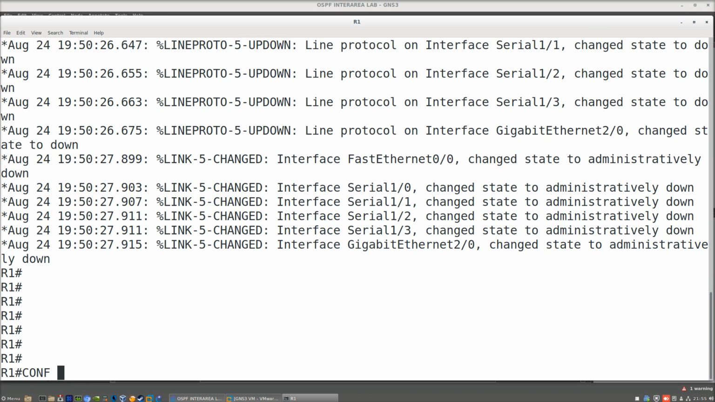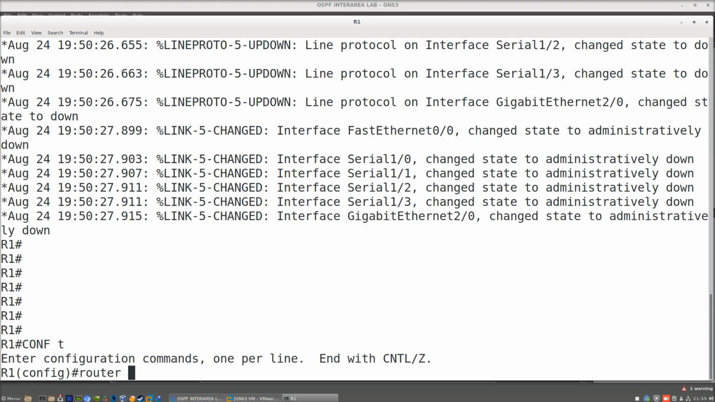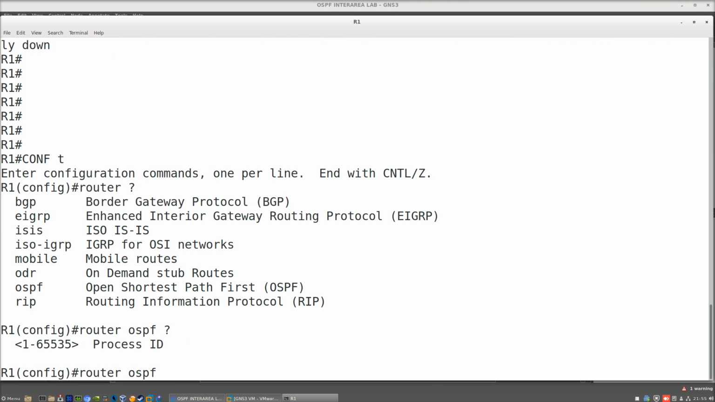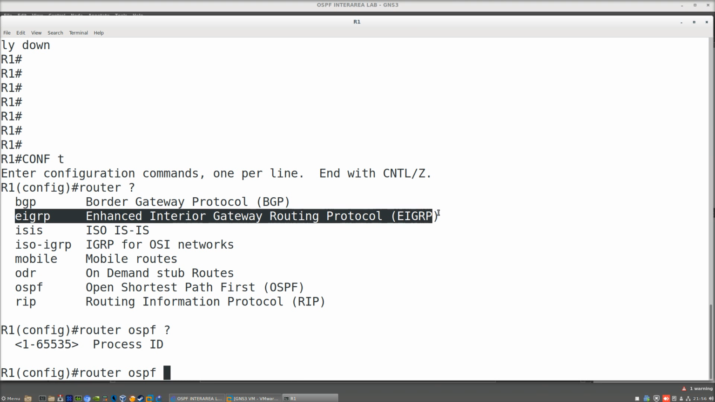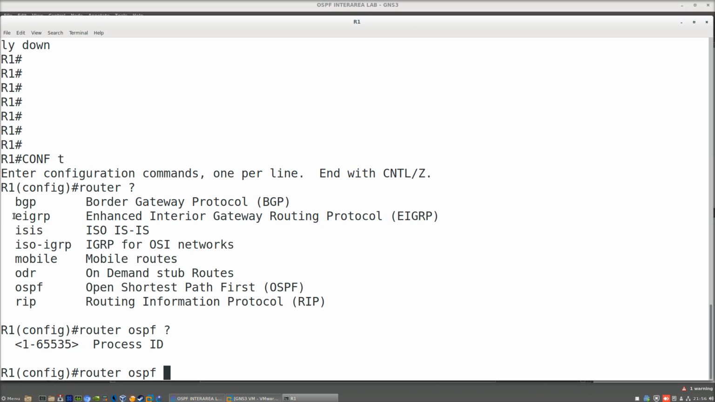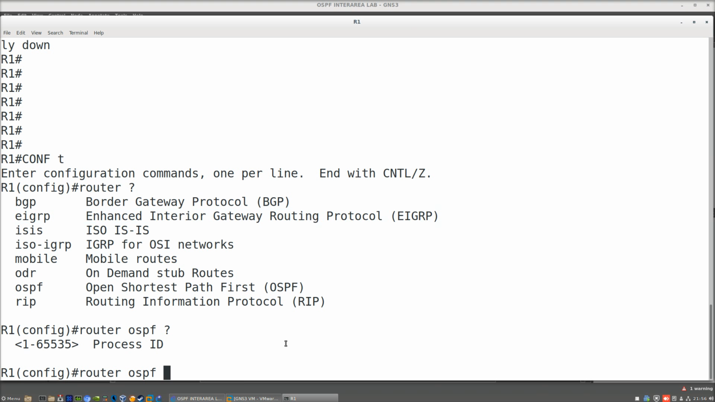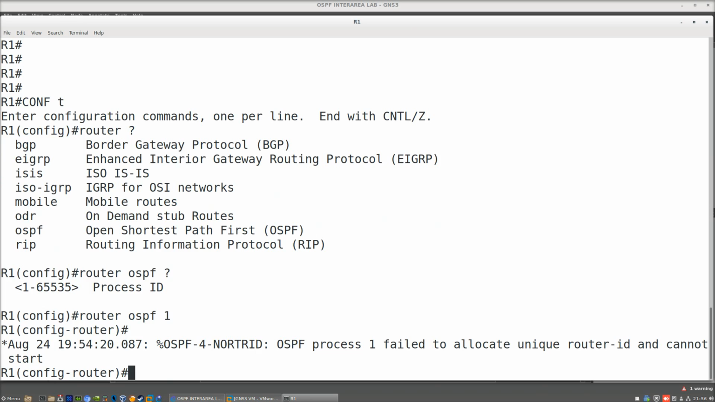We go to global configuration mode, and then in router configuration mode we'll use OSPF. The process ID is locally significant, so it can be 1 here, 2 in the other router, and 3 in the third router. It doesn't mean anything different, unlike EIGRP, which uses an autonomous system number that needs to be the same in all routers in order to form an adjacency. So let's start.